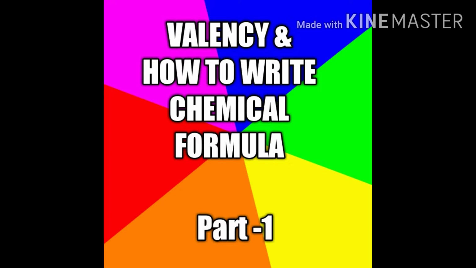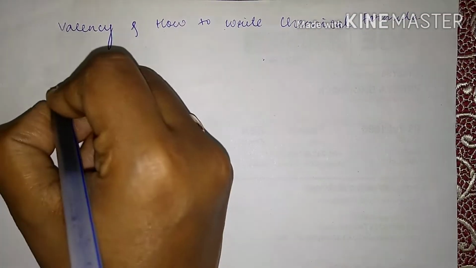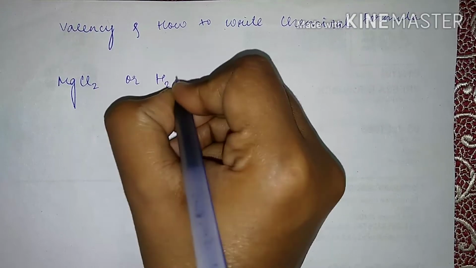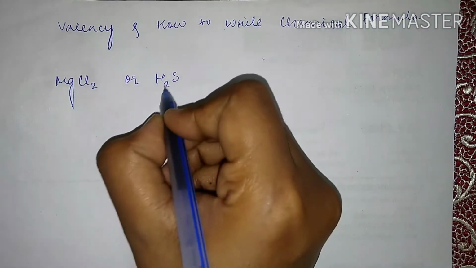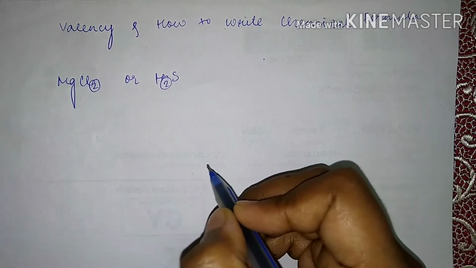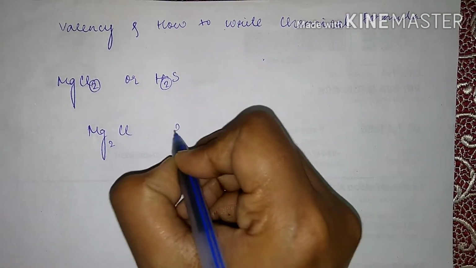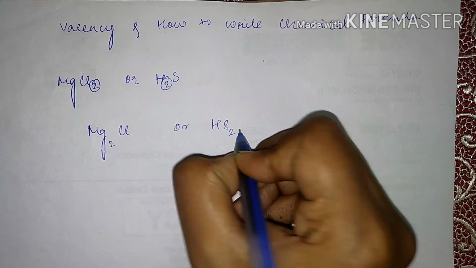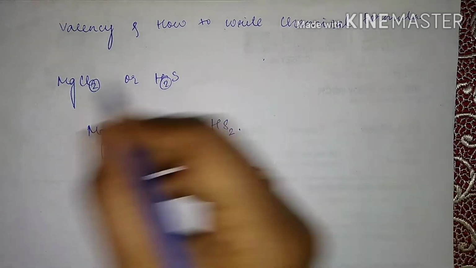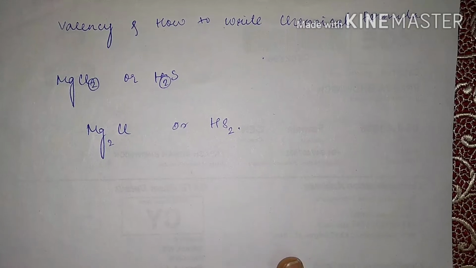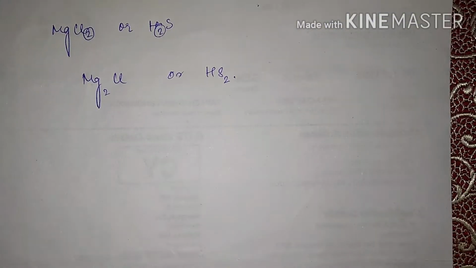Today's topic of discussion will be valency and how to write chemical formulas. Compounds like MgCl2 or H2S, we wonder from where this 2 came or why the formula is not Mg2Cl or HS2. Yes or not? This problem can be solved by the concept of valency. So how do we define valency?